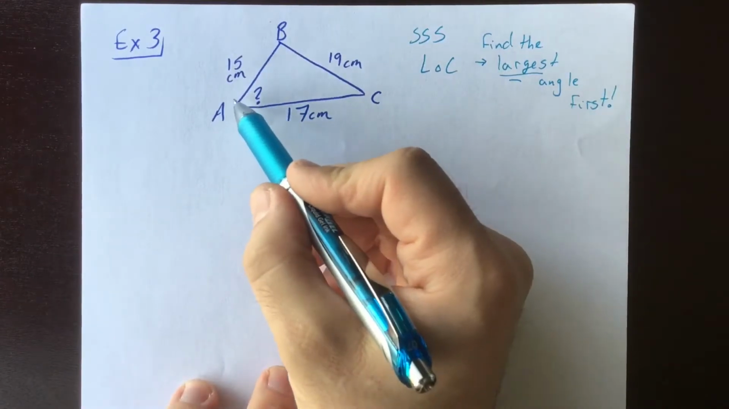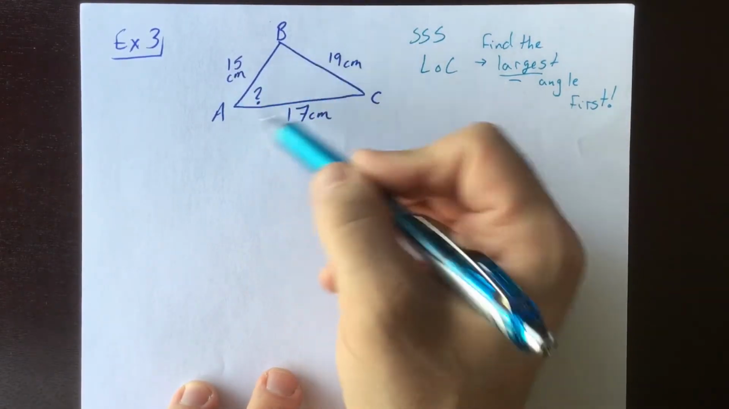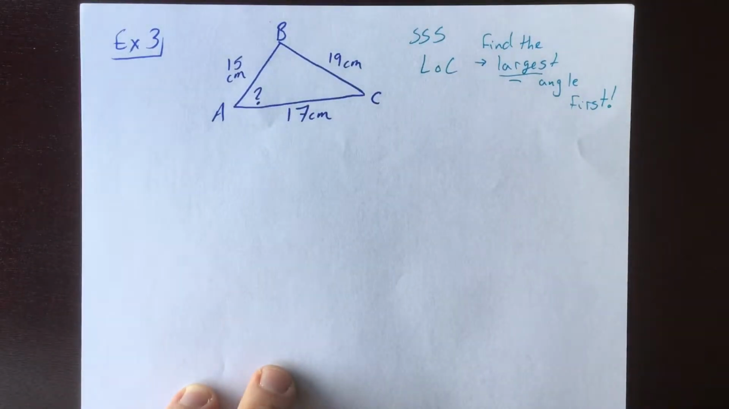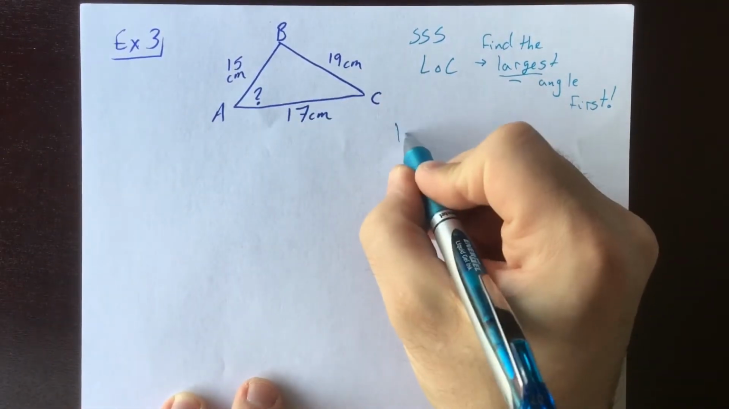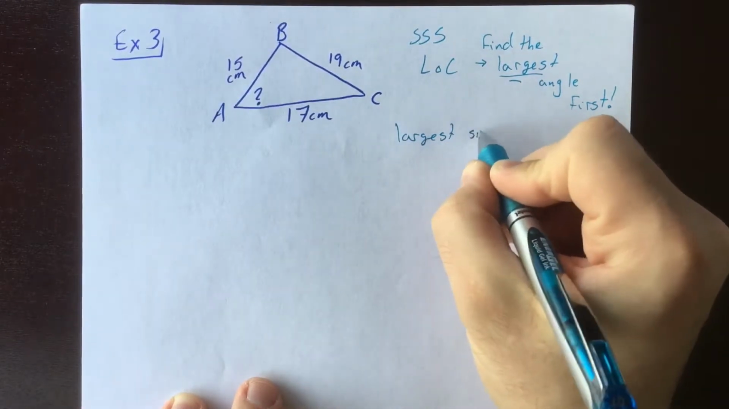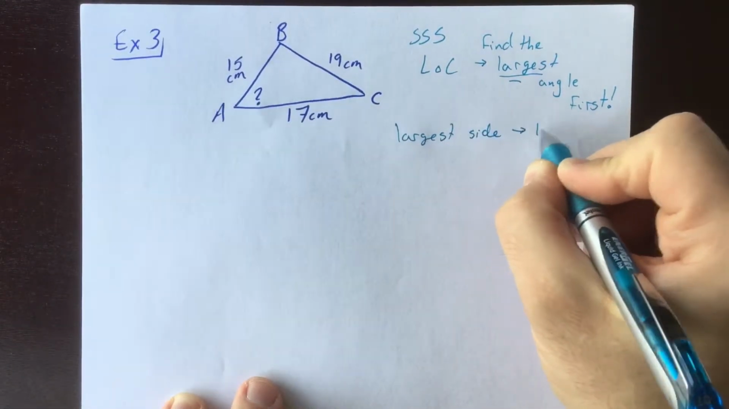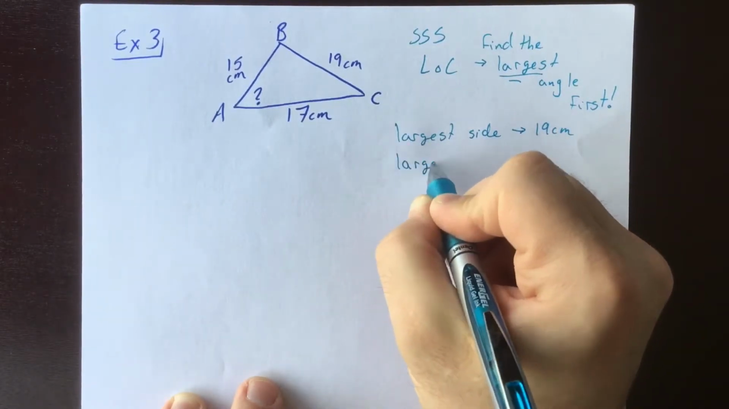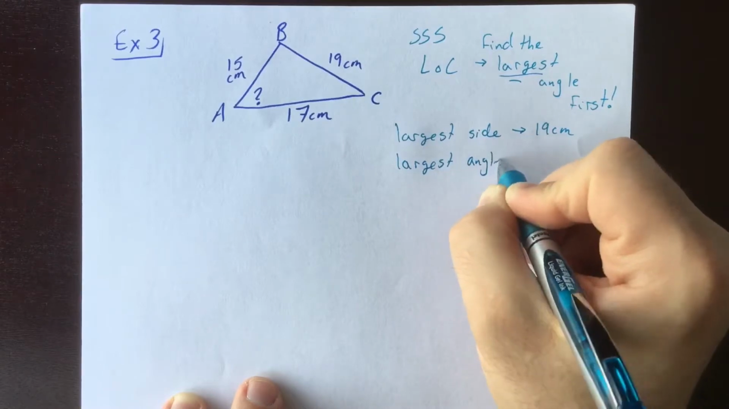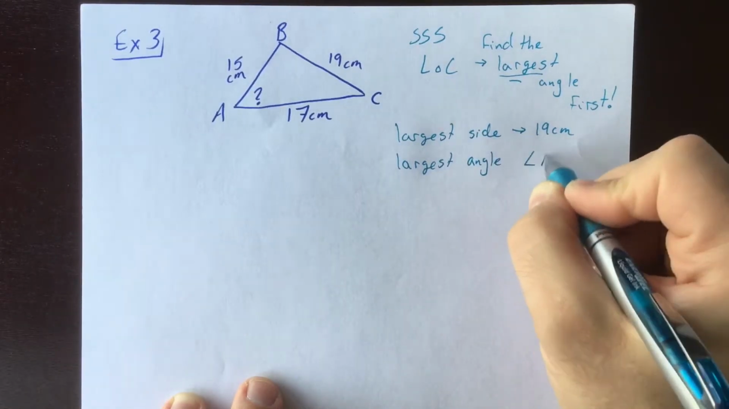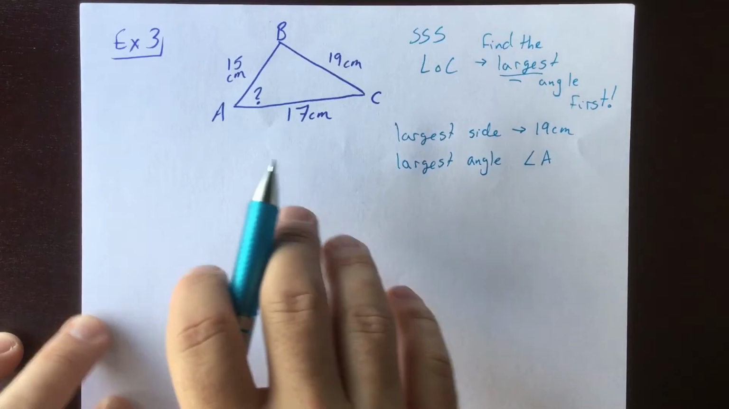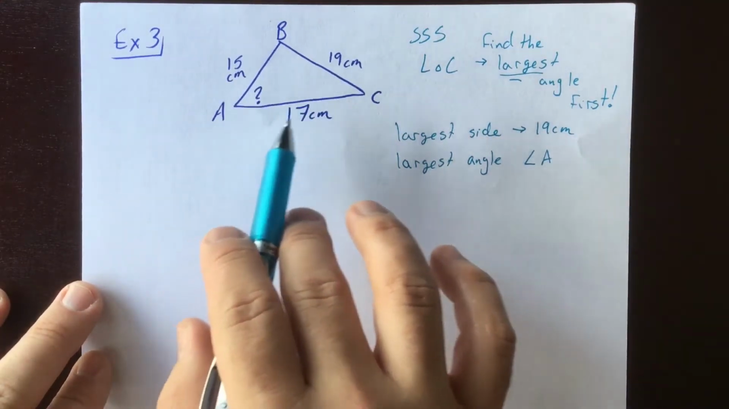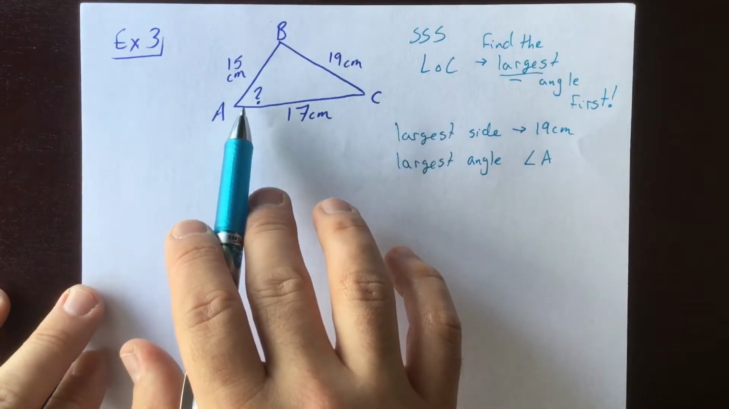So we have angle A here. Yep, angle A is the largest angle because it is opposite the largest side. So the largest side is 19 centimeters, which would tell us that the largest angle is angle A. Okay, how does the law of cosines change here? We have all three side lengths. I do not know the angle measure.